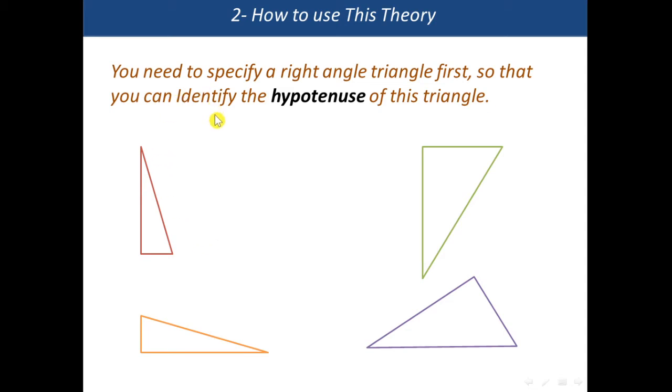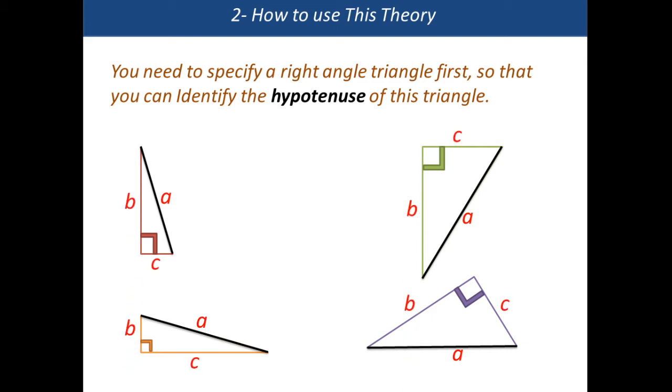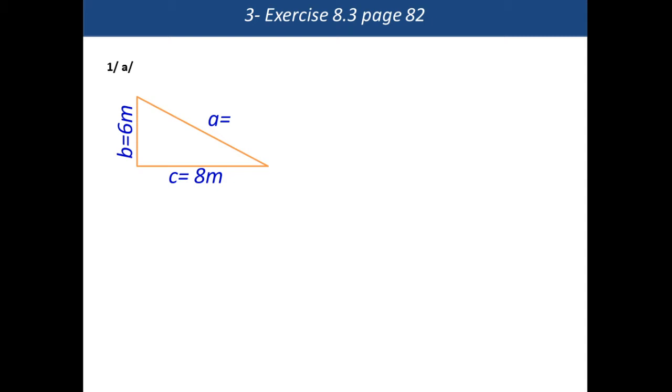So you need to specify the right angle triangle first. You have to know where the 90 degree is in order to know which one is the hypotenuse. Where is the 90 degree? This is the 90 degree. Where is the hypotenuse? It is the black lines. The black lines represent the hypotenuse because they are facing the 90 degree. So they represent A, which is the hypotenuse, and the other two sides represent B and C. So you apply the rule again, which is A square equals B square plus C square. Don't forget that. Let us make this example.